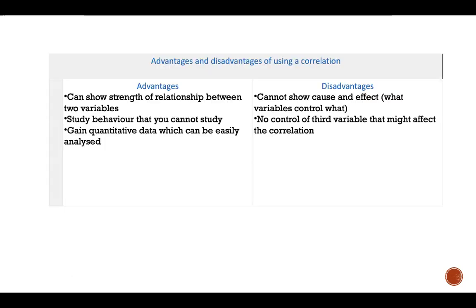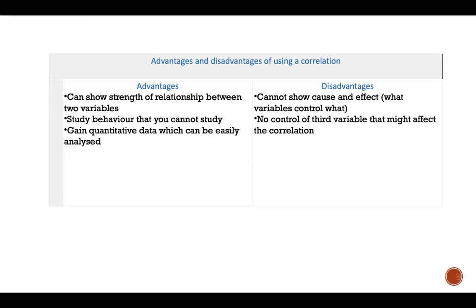What are the various advantages and disadvantages of using correlation? Advantages: it can show the strength of the relationship between two variables, and we can easily study how two variables are related, whether when one variable changes the other changes or not. It also gives quantitative data which can easily be analyzed to make various decisions, including business decisions. As for disadvantages, it cannot show cause and effect.